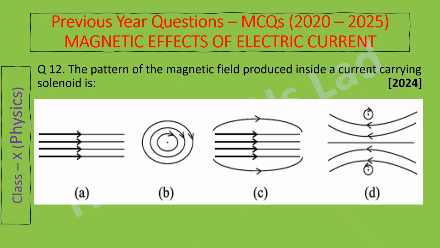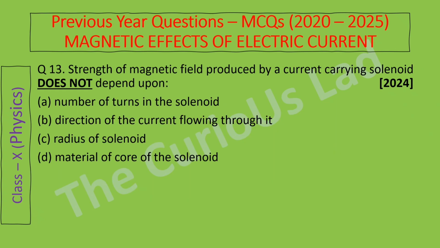Next, 12th question. The pattern of the magnetic field produced inside a current carrying solenoid is, and the correct answer is option A.